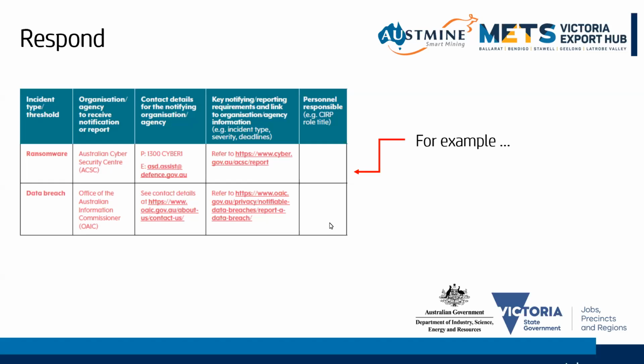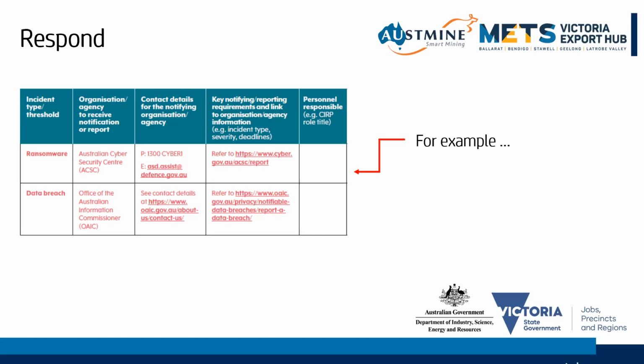Now, again, looking at an example of the sort of thing that you might need to do. If you have had a ransomware attack, for example, you might need to notify the Australian Cyber Security Centre, and you can see an address and a telephone number there. And if you go to the website, you'll also see some of those key requirements for reporting. And this is if essentially your ransomware attack has implications for the broader community. You pretty much are obligated to report it.